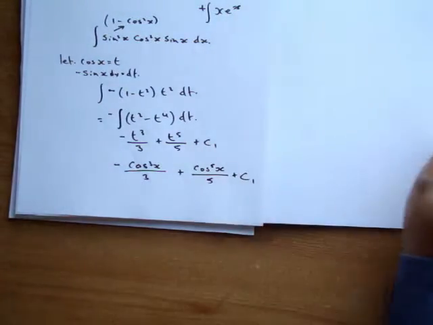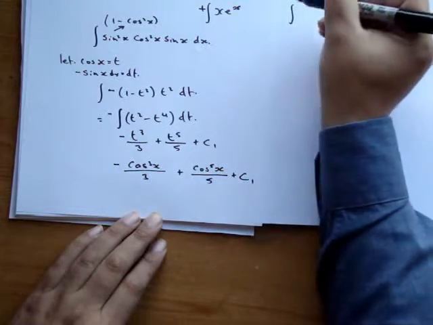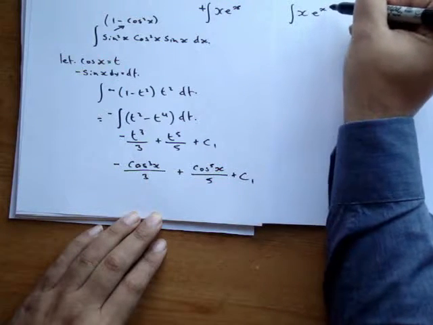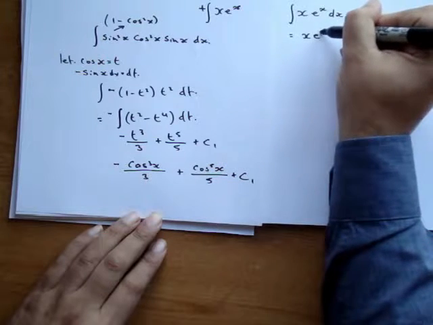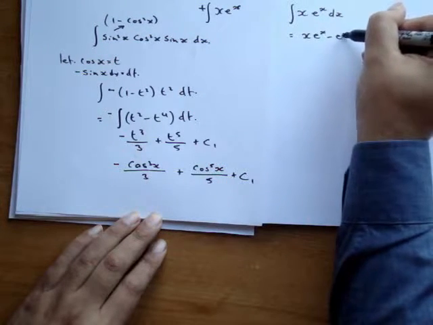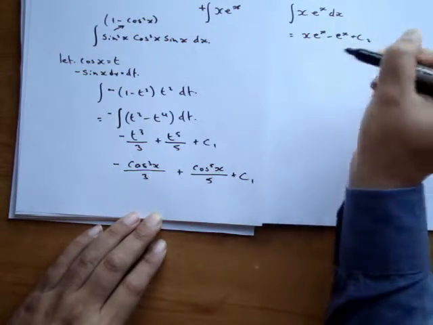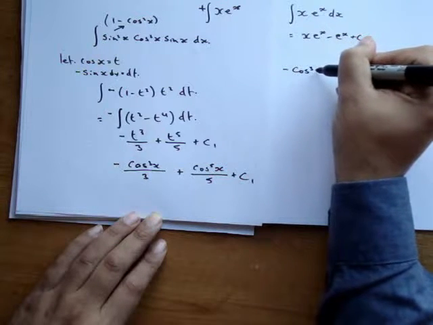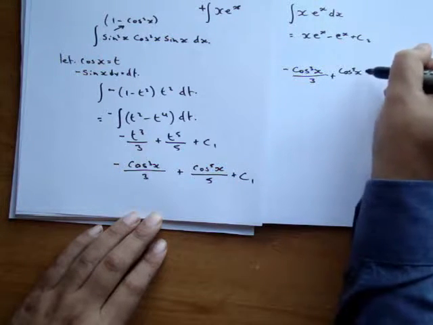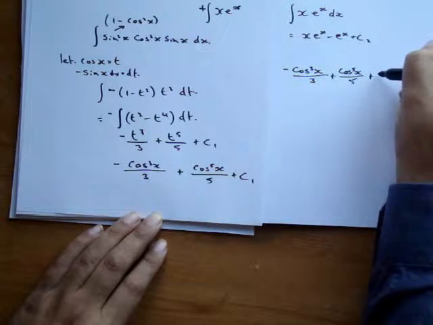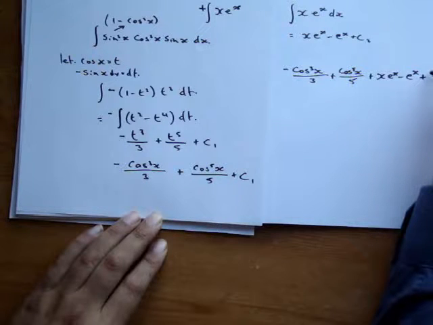Now we're left with this integral here. So the integral of x e to the x dx becomes x e to the x minus e to the x plus c2. So when we combine, we get minus cos cubed x over 3 plus cos to the power 5 x over 5 plus x e to the x minus e to the x plus a.